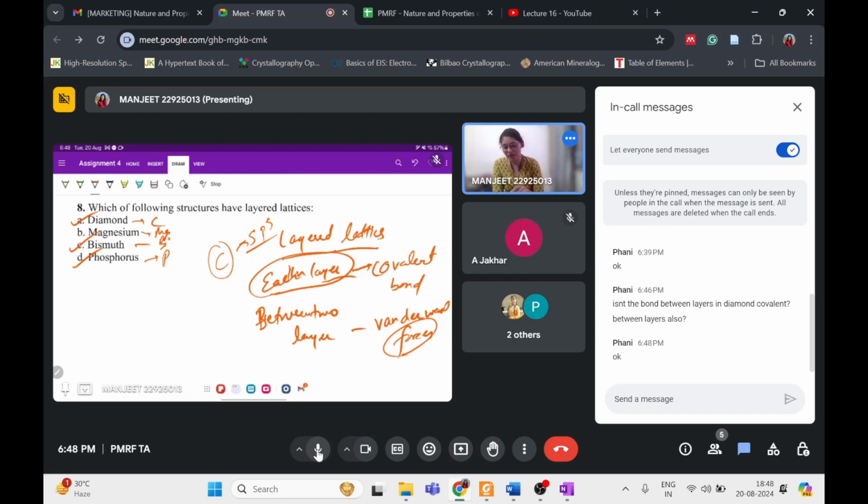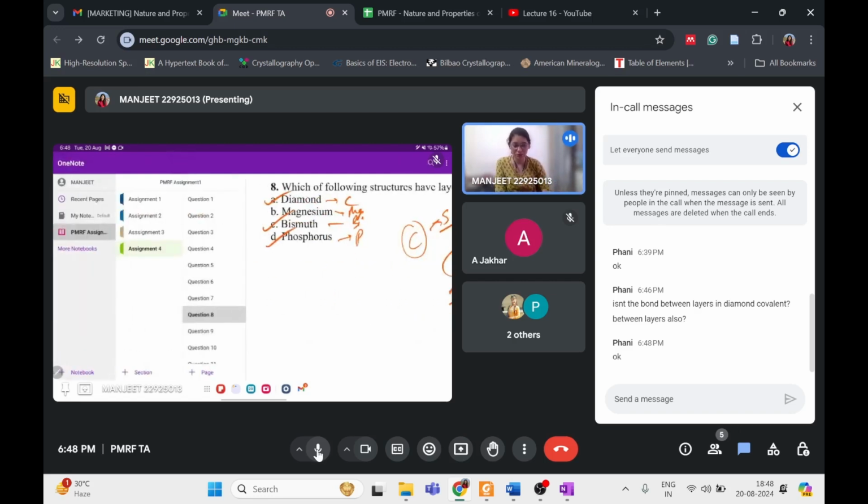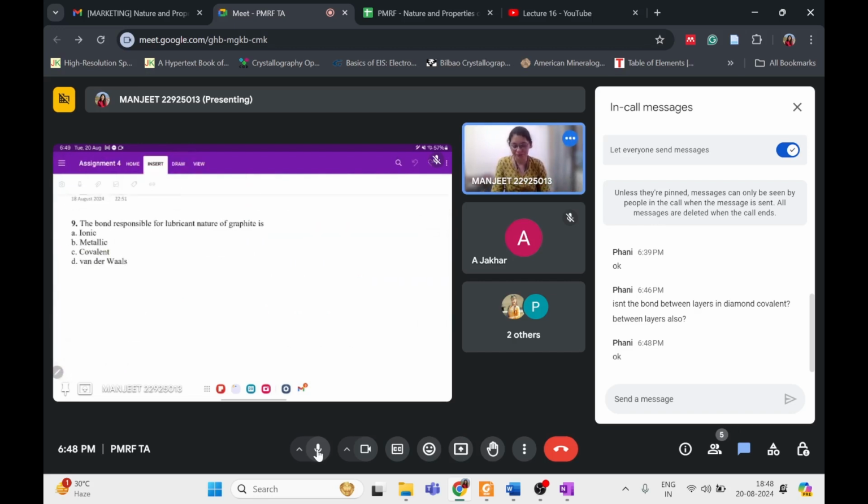Okay, let's move to the next question. This is question number 9, the same kind of question but in a different manner. The bond responsible for the lubricant nature of graphite is: A, ionic bond; B, metallic bond; C, covalent bond; D, van der Waals bond. So which one is the right one?